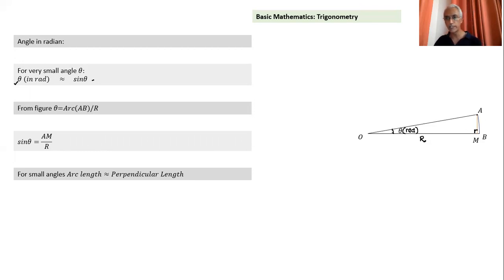Now we compare these two. The angle theta has the length of the arc in the numerator, and sine theta has the length of the perpendicular. There's a blue curve and an orange line. When theta is small, you notice the length of the arc and the length of the perpendicular are almost equal. If this value is almost equal to this value here, then theta is almost equal to sine theta. The only thing is that theta needs to be expressed in radian. Then only this relationship is valid.